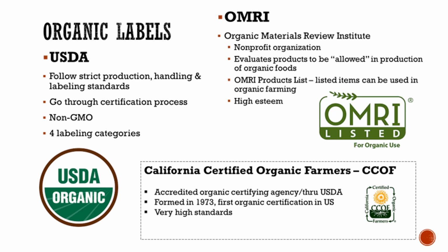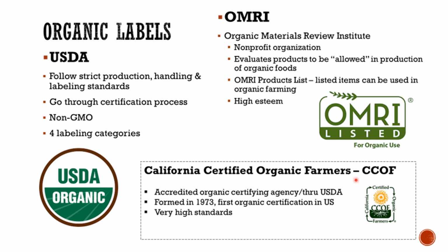Now, the labeling by the USDA is very strict and goes through the certification process, with the 4 different labels. There is also OMRI, the Organic Materials Review Institute. This is a nonprofit organization that evaluates products to be allowed in production. They list items used in organic farming. This is held in high esteem, so when you see that on a product, it lets you know that it is being reviewed and watched and certified.